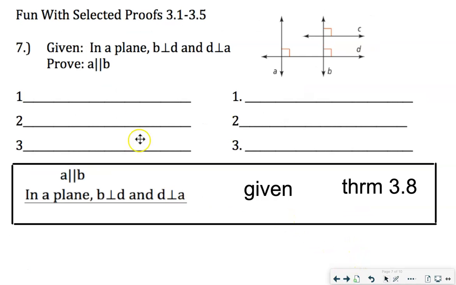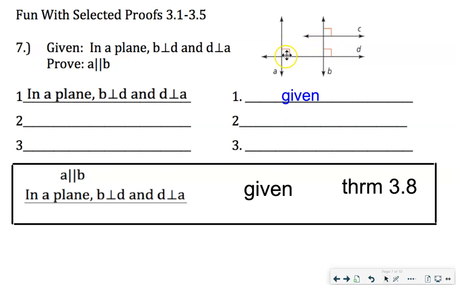All right, I think this is the last one from 3-4. So in a plane, B is perpendicular to D, and D is perpendicular to A, so that's going to be my given this time. This one's going to be pretty similar. I want to say A and B are parallel, so this line and this line. So you see these right angles.